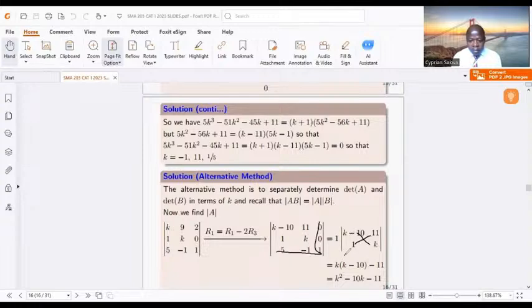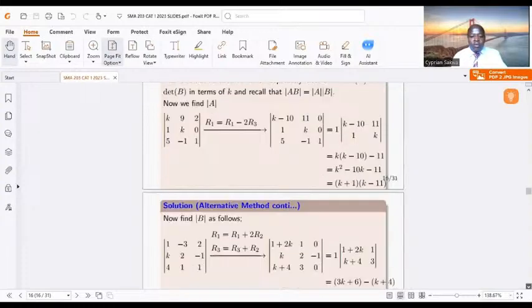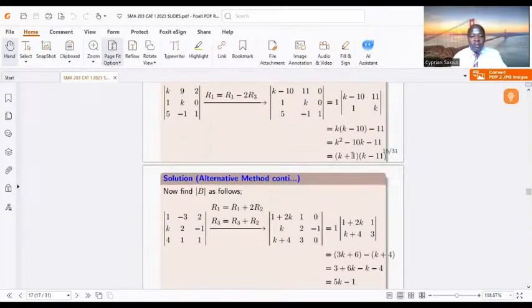It's k squared, then you multiply k squared minus 10k, then minus 11. That's what I have. This can also be factorized. You can even factorize it further, because it can be factorized. Now, after factorizing that, you now get the determinant of B, because I factorized it here.